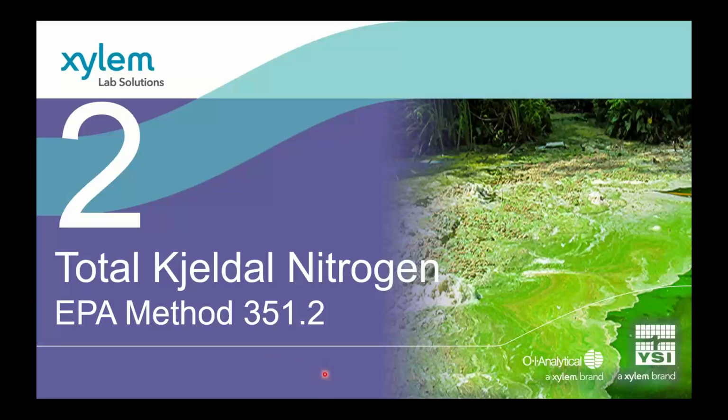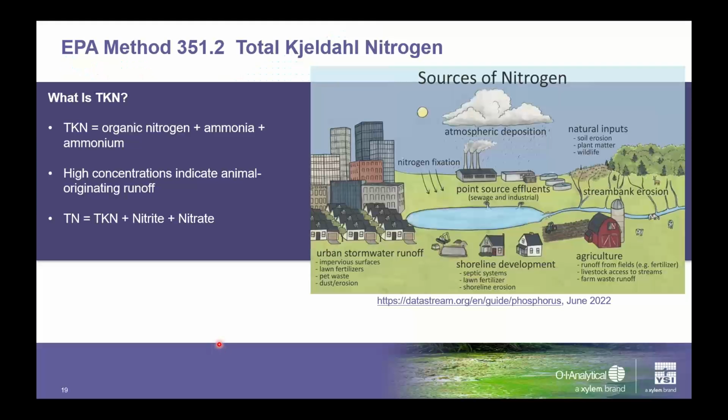But we're going to talk today about measuring what's called total Kjeldahl nitrogen, or TKN, as you'll see it in the slides. We're talking about this in accordance with EPA Method 351.2. One of the reasons we're talking about TKN is because the EPA actually doesn't have what's just called a total nitrogen method. And that's because their definition of total nitrogen, actually everyone's definition of total nitrogen, is total Kjeldahl nitrogen plus nitrite plus nitrate.